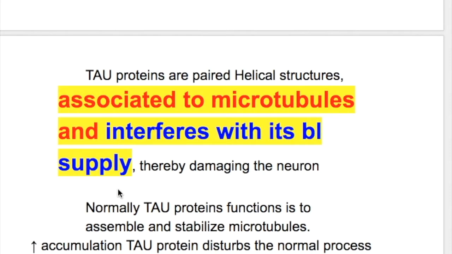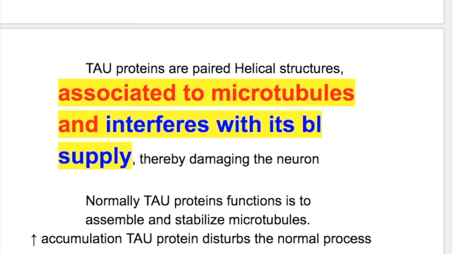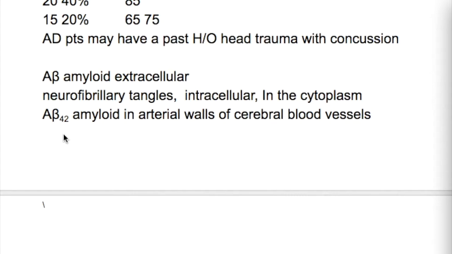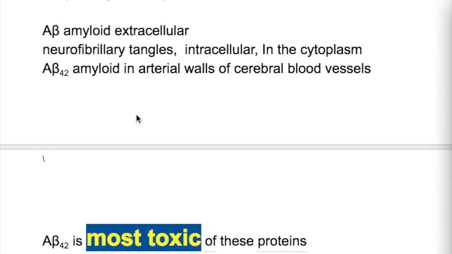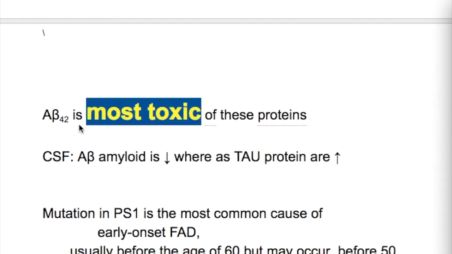What's the normal function of tau protein? Normally, tau protein's function is to assemble and stabilize microtubules, but increased accumulation of tau protein disturbs the normal process. And number 3, A-beta 42 amyloid in arterial walls of the cerebral blood vessels. A-beta 42 is the most toxic of these proteins.